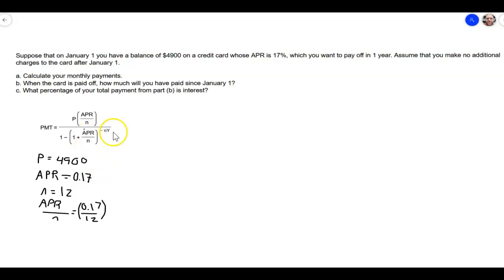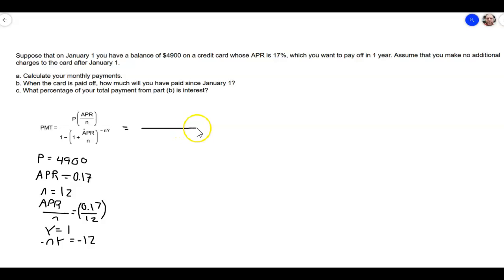All right, and then I also want to know the negative N times Y. So I know N is 12, Y is the number of years, which is equal to 1. And so negative NY is going to be negative 12 times 1, which is just going to be equal to negative 12. All right, so let's go ahead and put everything in the formula there.